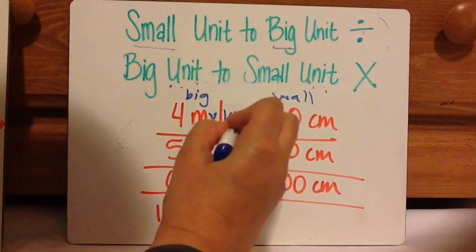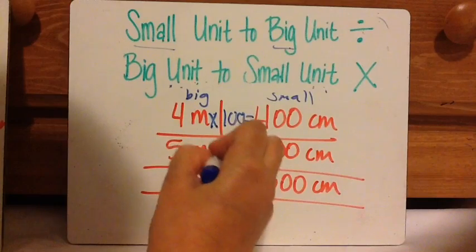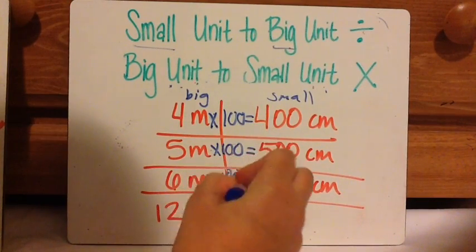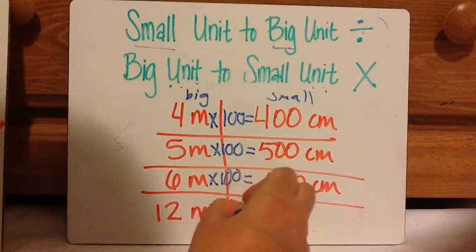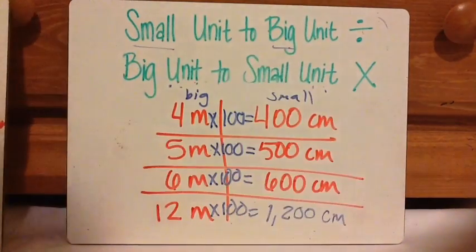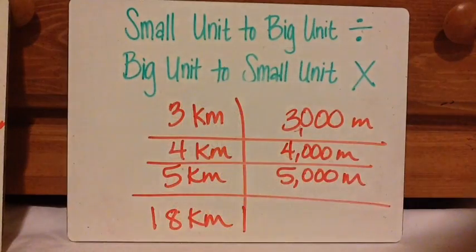So if I have 4 meters, that's 400 centimeters. 5 meters, 500 centimeters. 6, 600 centimeters. 12, 1,200 centimeters. I want you to try this one on your own. Press pause, press play when you're ready to check.